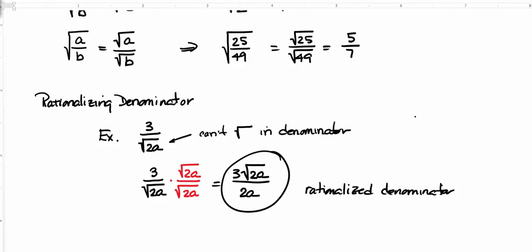Okay, and that's pretty much square root properties in a summary. So now you can practice working on your modules.